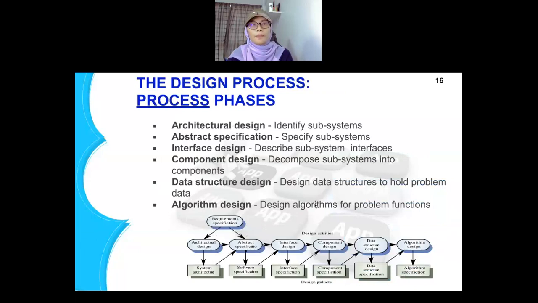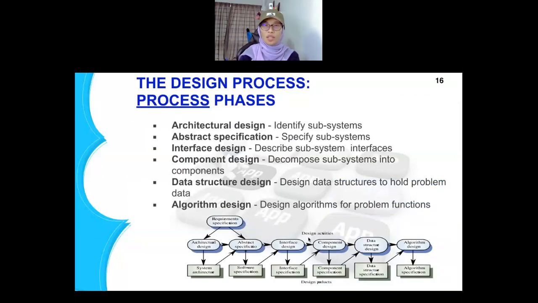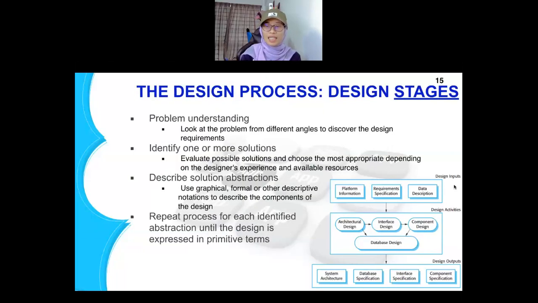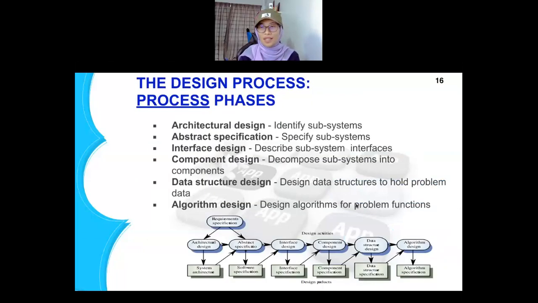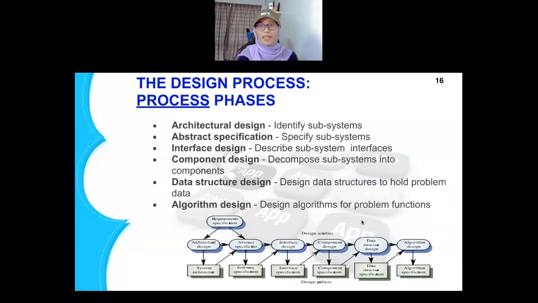So here it explains the architecture design, abstract specification, interface design, component design, data structure design, and algorithm design. Which part of the overall process are they in? That's why it makes us confused. Before, it was talking about the stages, now it's talking about the process, where it actually includes all these levels again. So the architecture level is actually in this design activity, right?